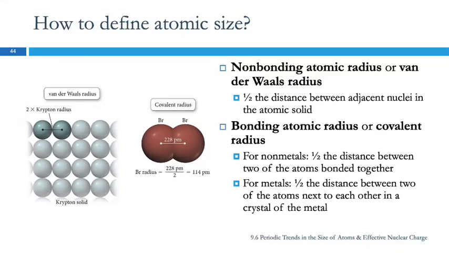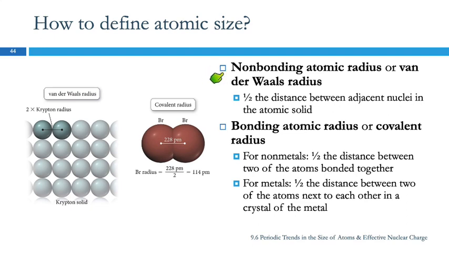Now we're going to look at some periodic trends in different properties of the elements. So the first one we're going to look at is atomic size. Before we can look at the trends, we have to decide how we are going to define the size of an atom, because it's not a solid object and we can't measure it with a ruler. There's a couple of different ways of defining atomic size.